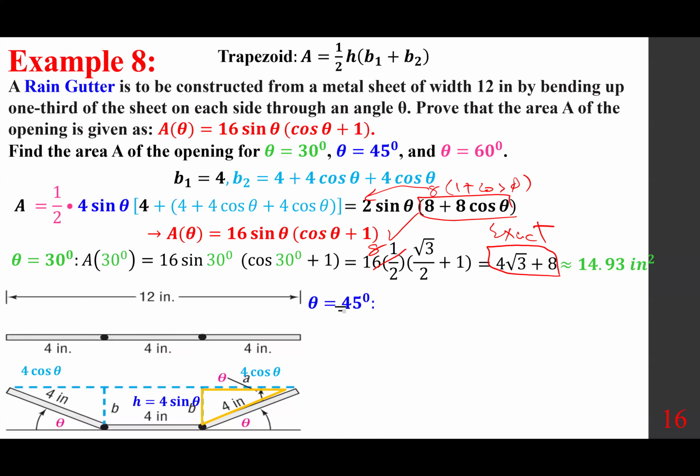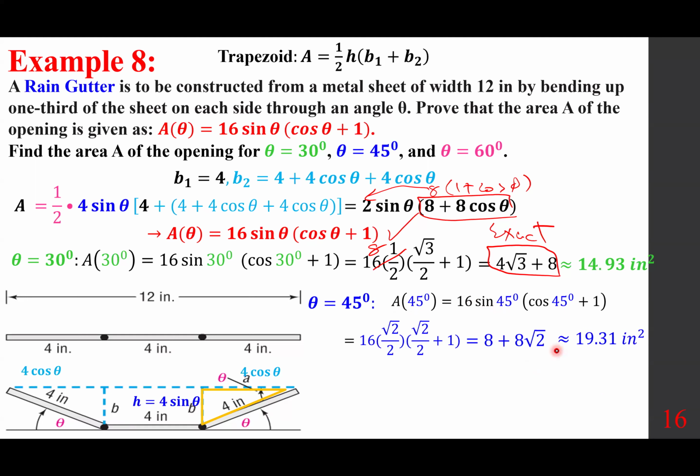Theta is 45 degrees. Put it into that. When it's 45 degrees, 16 sine of 45 degrees, cosine of 45 degrees, and both of them are square root of 2 over 2. This cancels out this one, you get 8. And 8 square root of 2 times square root of 2 over 2 is 8 times this 8 square root of 2. Exact again, put it into a calculator, 19.31 inches squared. I'm assuming nobody has any problem, multiplication of this. This is 8 square root of 2.